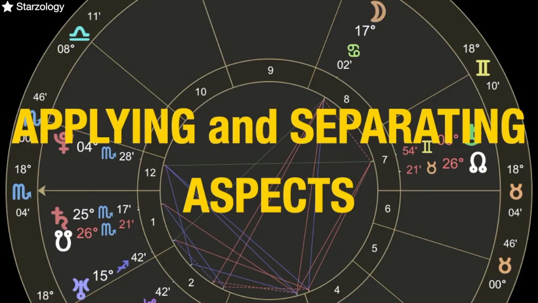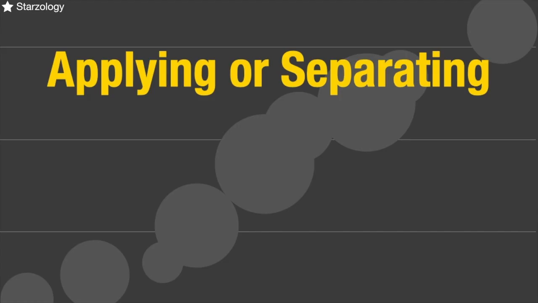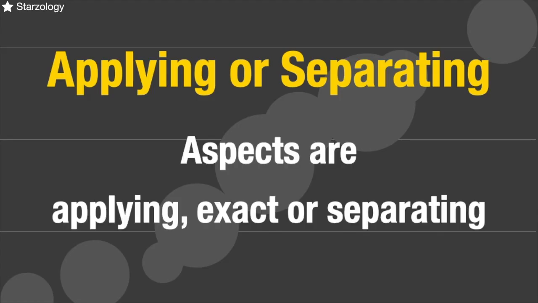Right, so let's look at applying and separating aspects. There are actually three states that aspects can be in. They're either applying, exact, or separating. And generally an aspect is either applying or separating.